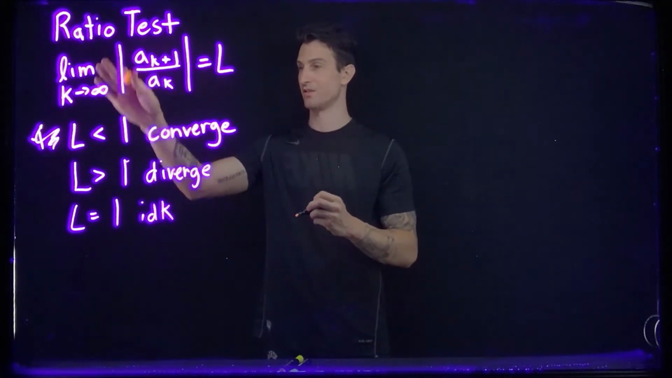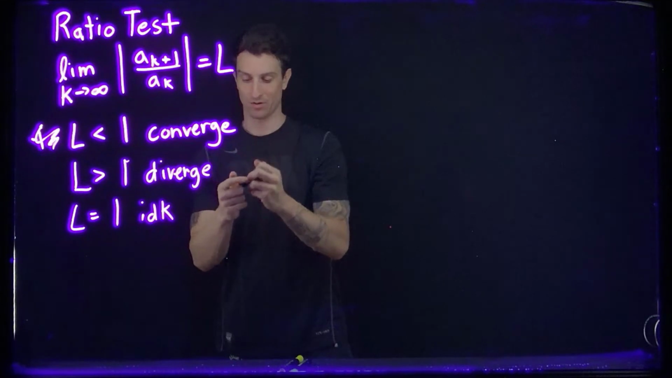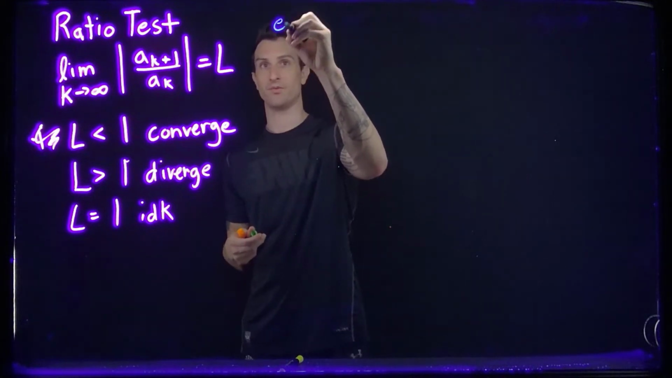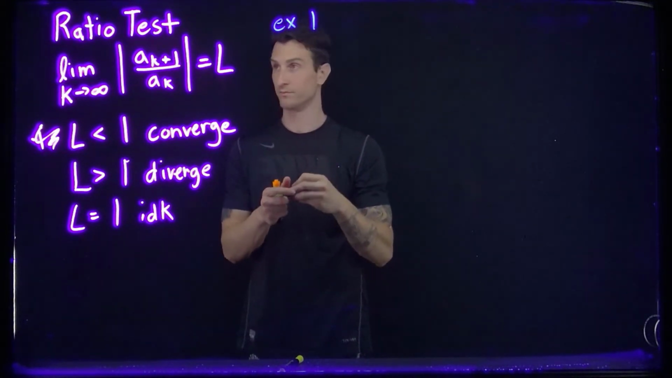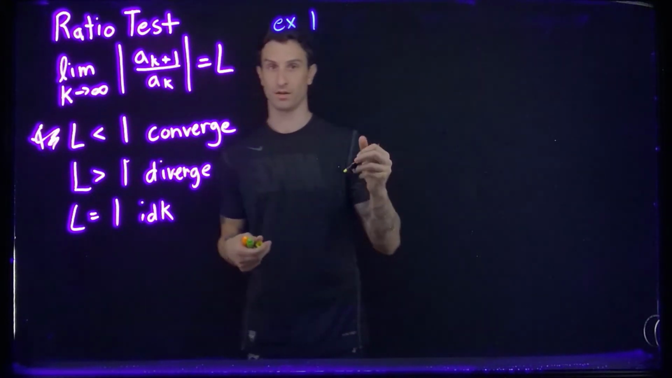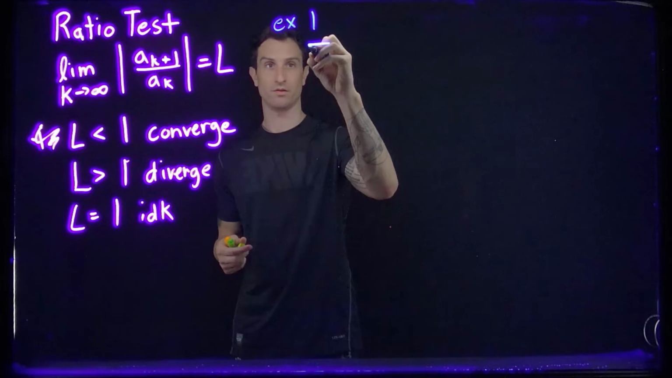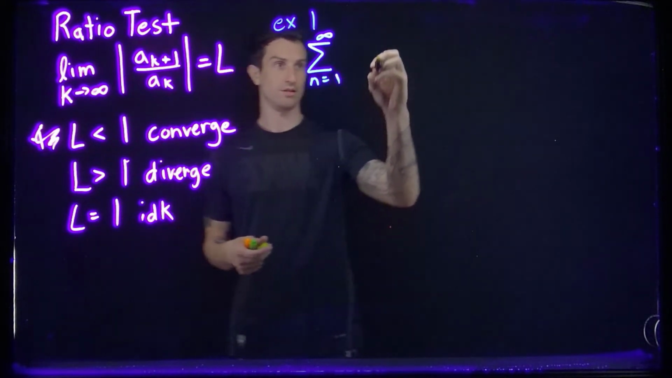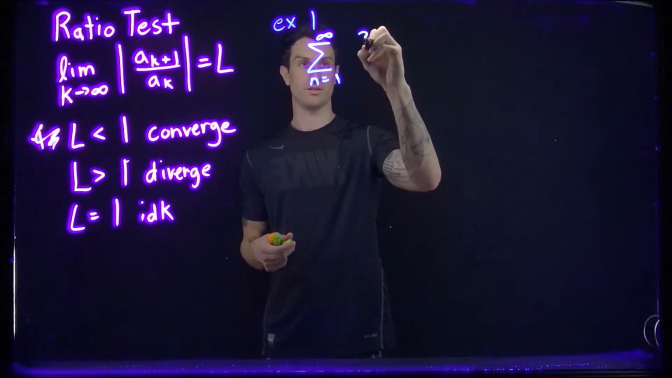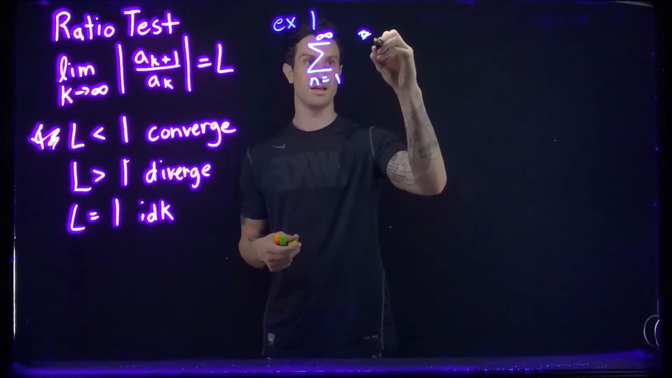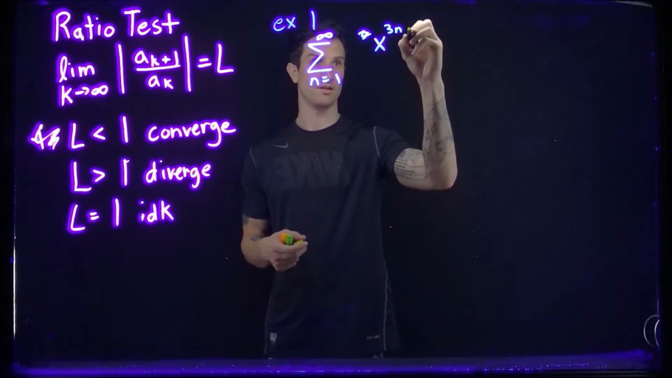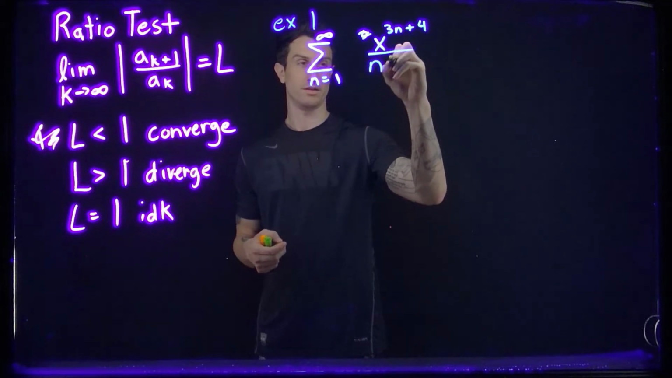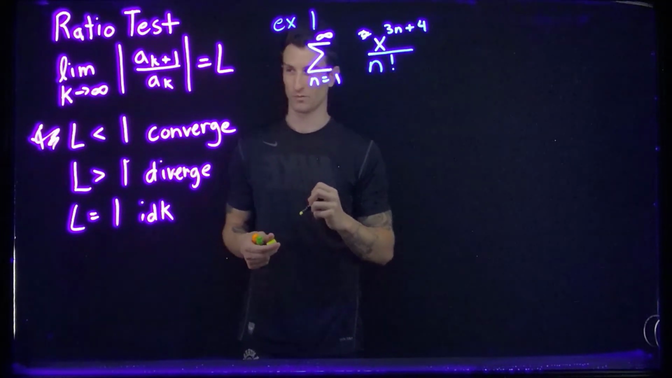All right, so all of this looks a little bit foreign. I want us to write it down so that now when we're getting into our example, we'll be able to utilize this. Okay, so example 1. Let's say I give you the infinite sum starting at n equals 1 of x to the 3n plus 4 all over n factorial. Right, so this kind of looks like one in your problem.